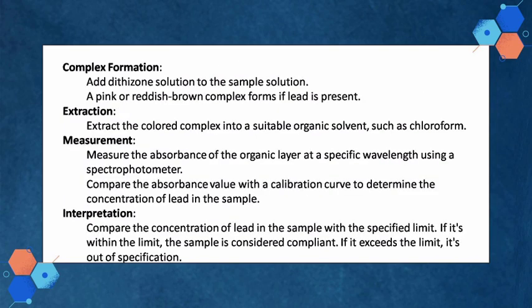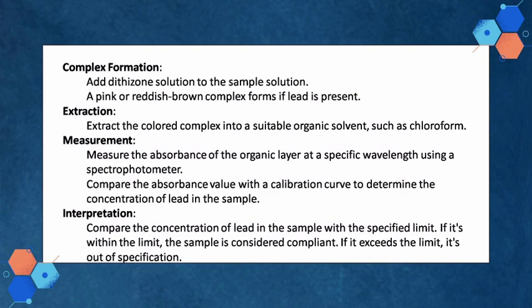Next is complex formation. Add dithizone solution to the sample solution. A pink or reddish-brown complex forms if lead is present. Then, extraction. Extract the colored complex into a suitable organic solvent, such as chloroform. Then, measurement. Measure the absorbance of the organic layer at a specific wavelength using a spectrophotometer. Compare the absorbance value with a calibration curve to determine the concentration of lead in the sample.